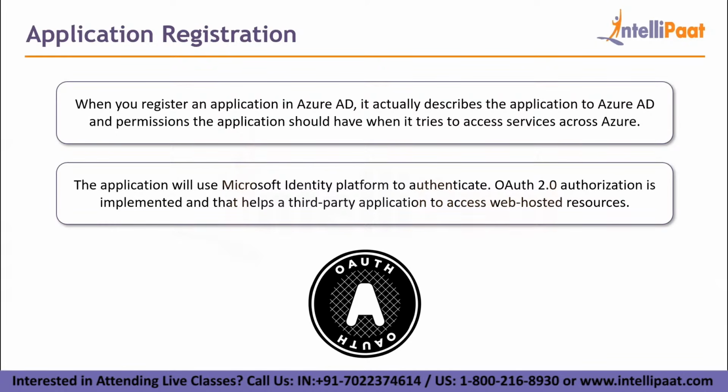Now the application will use Microsoft's identity platform to authenticate. OAuth 2.0 authorization is implemented, and that helps a third-party application access web-hosted resources. I'll explain why it would be a problem otherwise. For example, if you have an application trying to access Azure resources, you obviously need to establish a connection, authority and authentication. Only then can you access Azure resources. But instead of doing this, you can register your application in Azure AD, and that is the easiest way to do it.